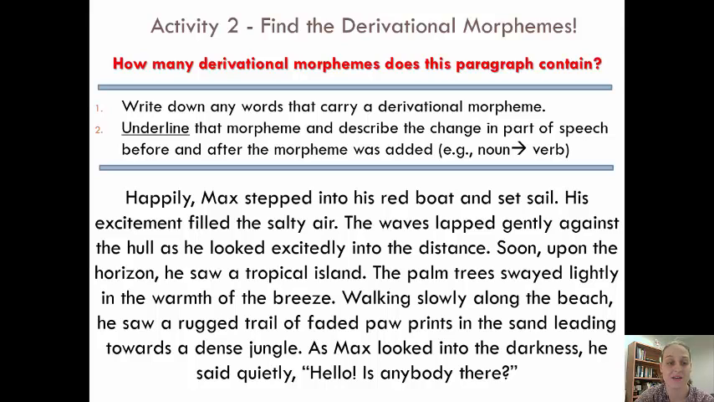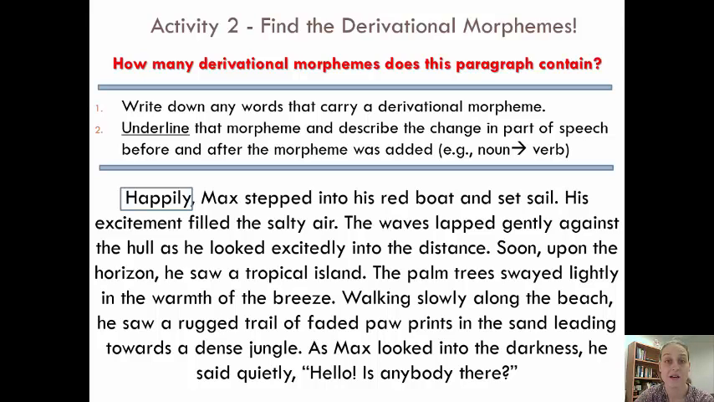So let's do the first one together. The first word, happily, I notice that happily contains a derivational morpheme. So I'm going to write down the word happily, and then I'm going to underline the -ly piece, because I know that adding that -ly to the adjective happy transformed this word into the adverb happily. So that is what you would start to write on your worksheet. Go through the rest of the paragraph and identify and write down your words, underline the morpheme, and we'll go over it together in a second.